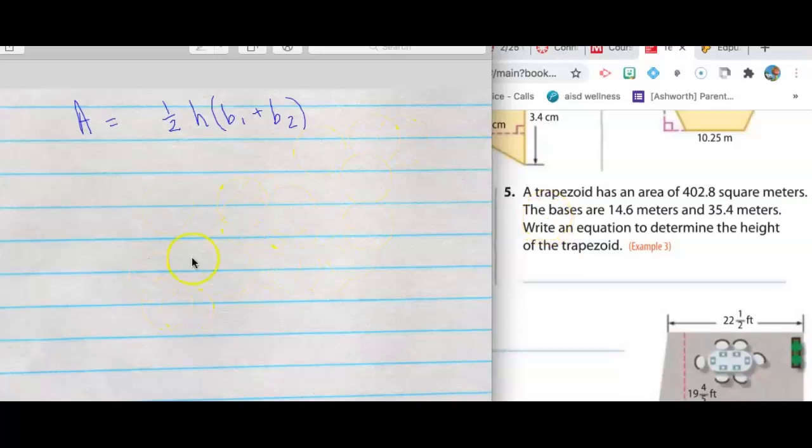Okay, so I have this notebook paper over here because you cannot solve number 5 without extra space. There's just not enough space here. So let's go ahead and read it.